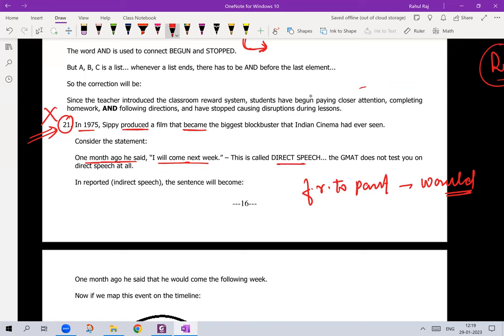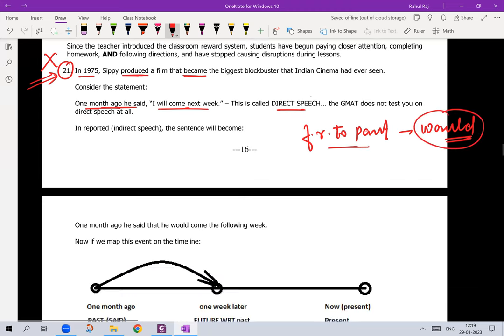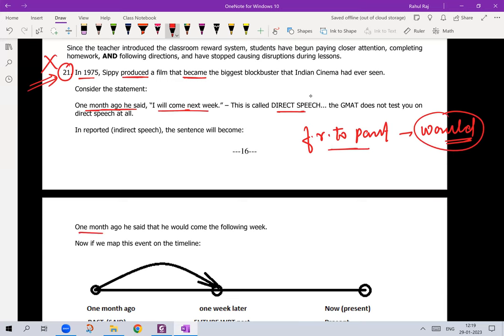This is called direct speech, and GMAT does not test you on direct speech at all. Absolutely no. So this statement is wrong. GMAT says whenever you use future with respect to past, you should 100% use would. Now see, 1 month ago, he said, I'll come next week. This sentence should be written in this way: 1 month ago, he said that he would come next week or following week, whatever. So whenever you use past and you are trying to say future about it, always use would. Future with respect to past in GMAT should go to would, never to will at all.